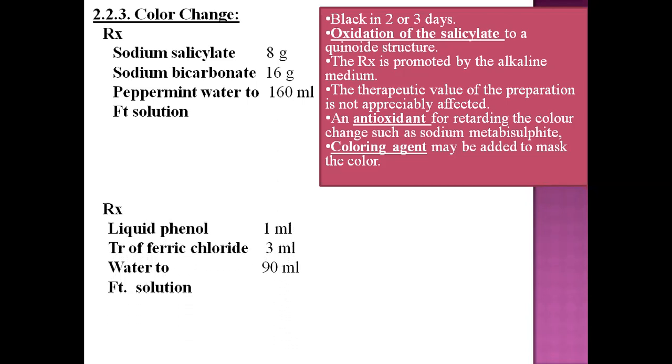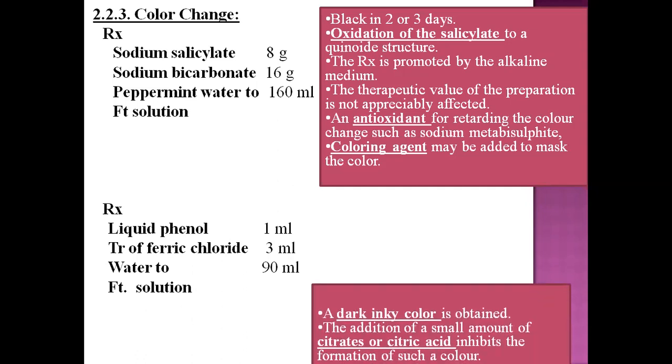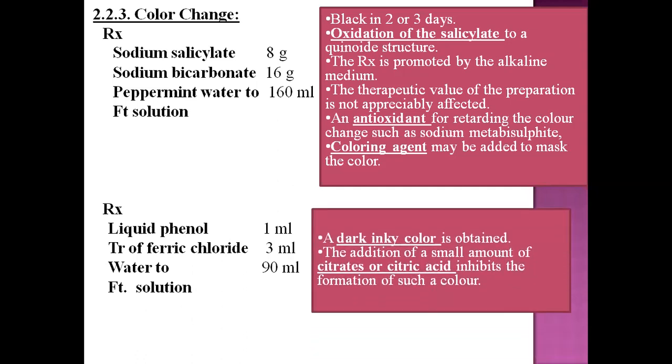Another thing: liquid paraffin, tincture of ferric chloride, and water to 90 milliliters. A dark inky color is obtained. The addition of a small amount of citrates or citric acid inhibits the formation of such a color. There is a certain reaction between phenol and ferric chloride leading to the formation of a complex, and this complex has a dark inky color. Again, a patient can't swallow a dark inky preparation, so you have to add citrate or citric acid to prevent the formation of such a color because it prevents this reaction.